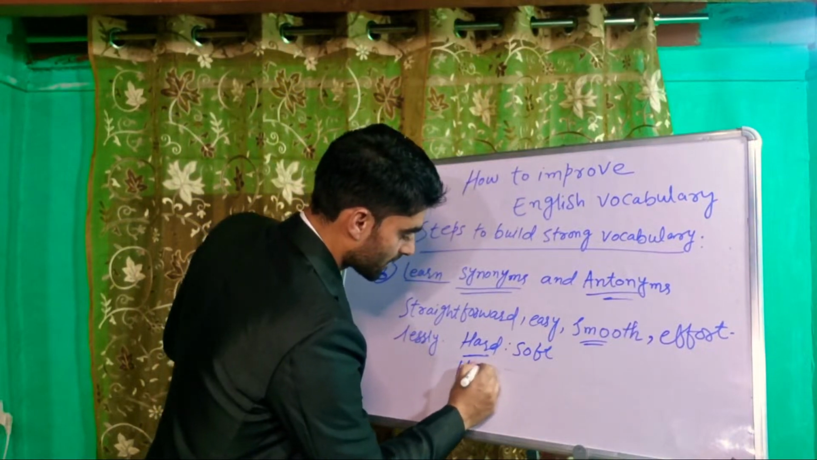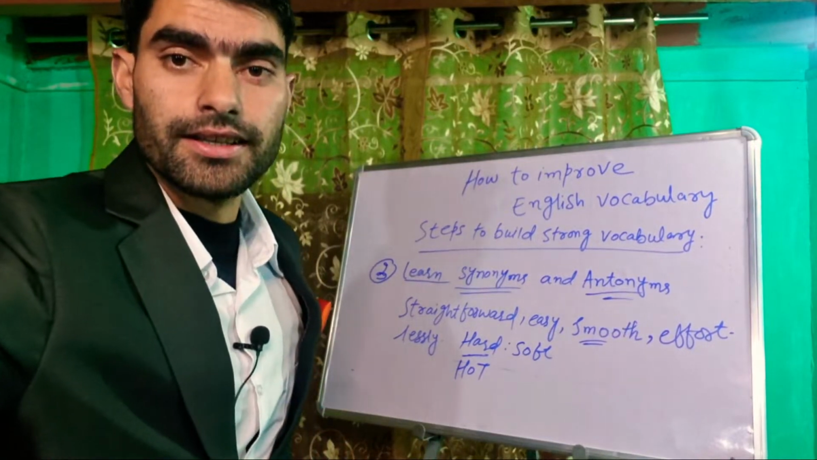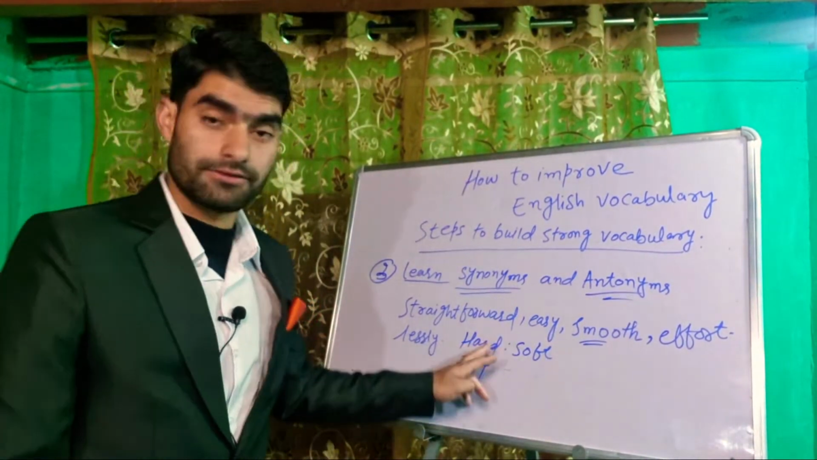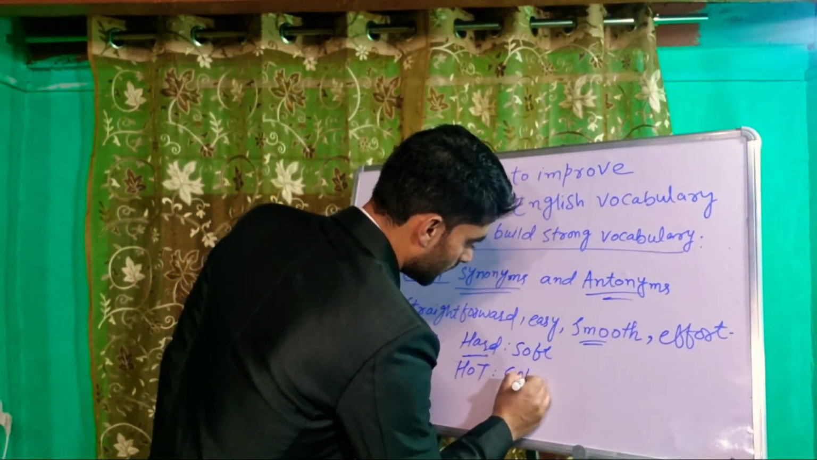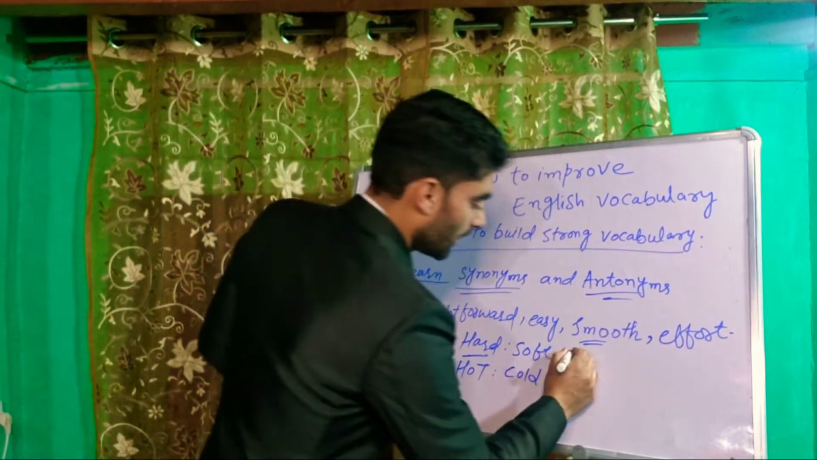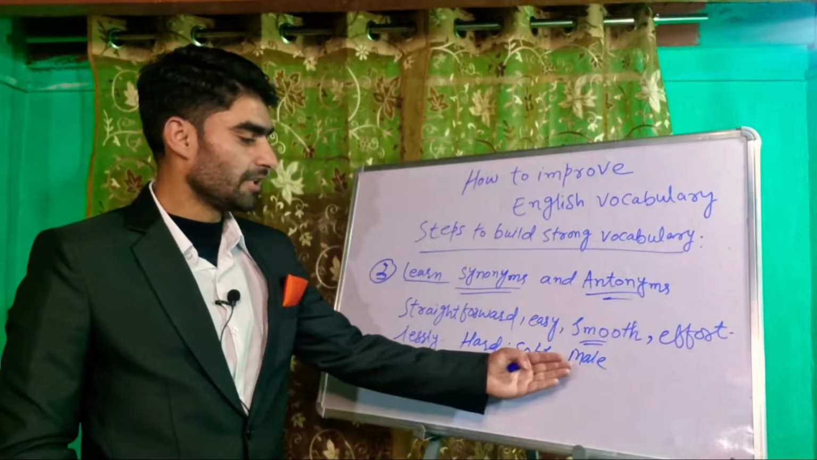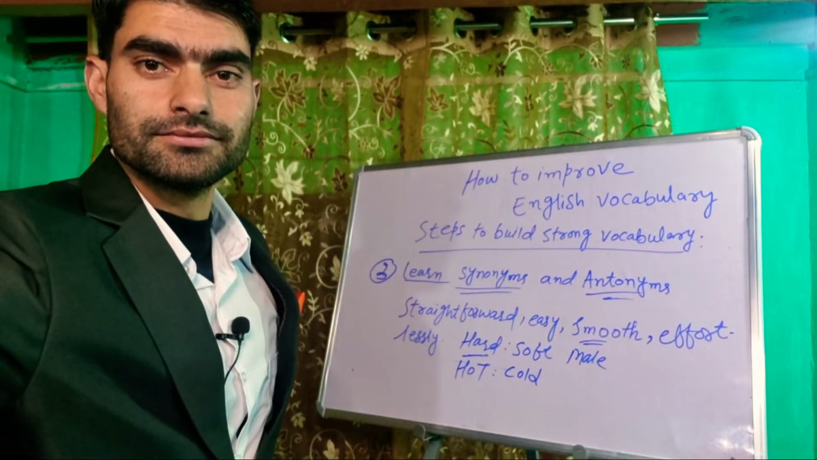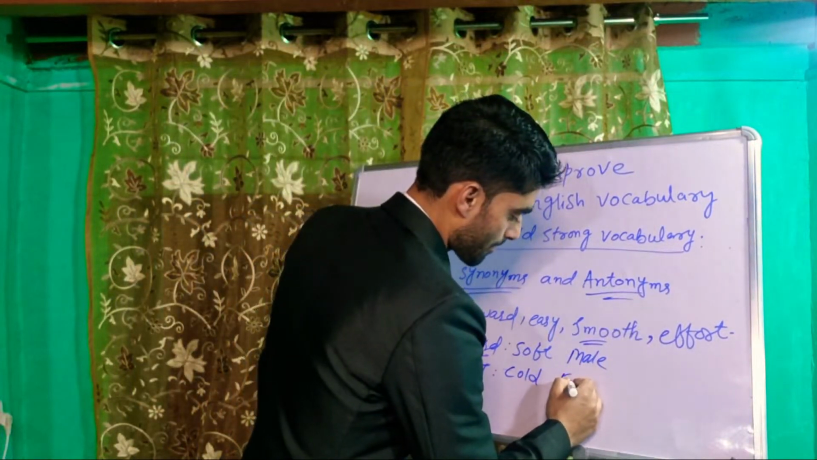Hot, hot means garam. What is the antonym for hot? What is the antonym for hot? You can write the comment so that I can read your comment. Mohammed Usmani has written soft. That's fantastic for hard. Okay. Wani Hamid, of course, cold. Very good. Cold. Okay. Male. What's the antonym for male? Wani Hamid. That's absolutely fantastic. Female.